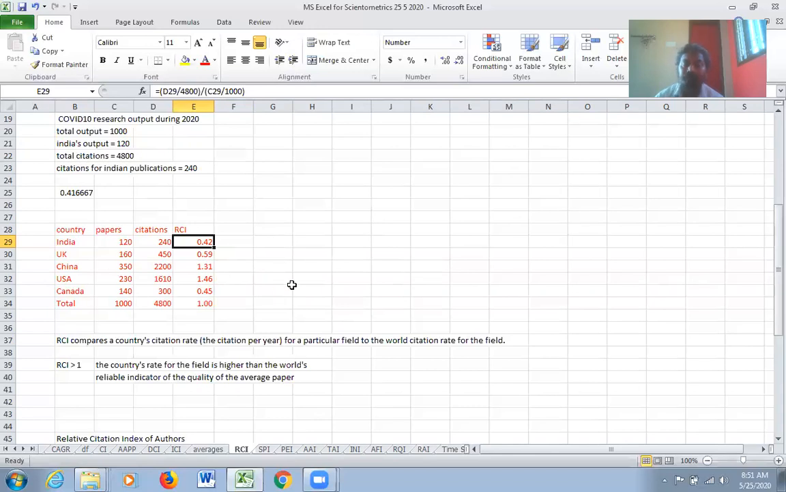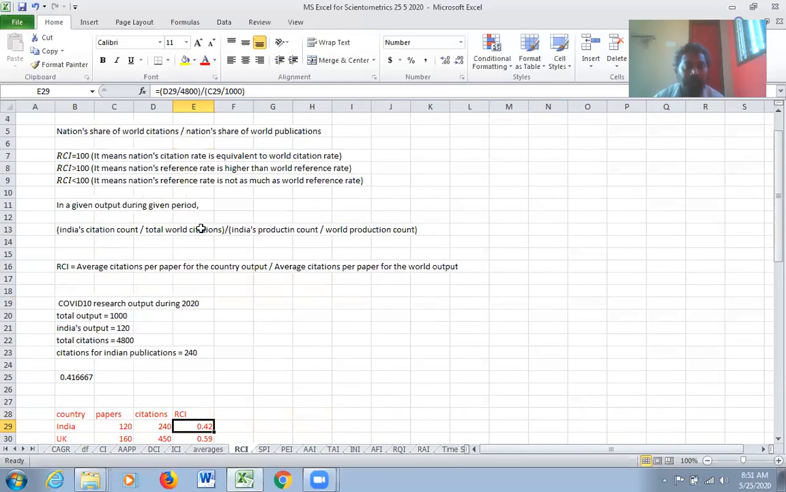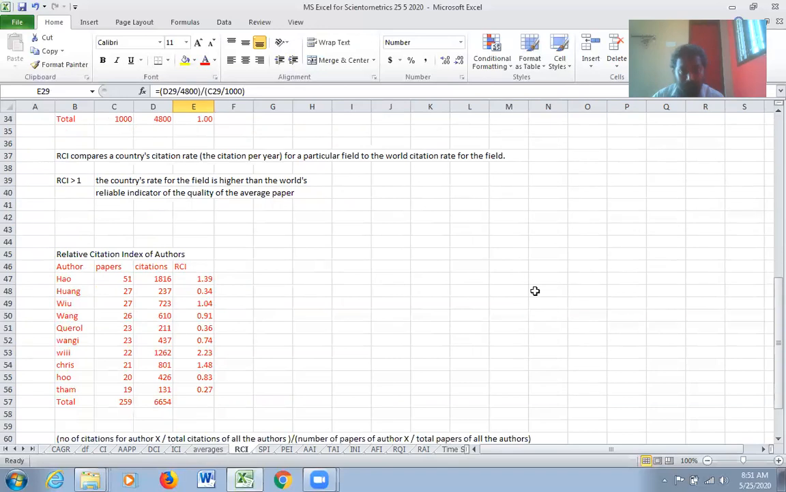It means that if our RCI is equal to 1, we are at par with the world average. If it is less than 1, it means that the relative citation, the average number of citations India receives for her papers, is not at par with the world average citation. Fine. And this way, you can calculate a relative citation index of authors also.